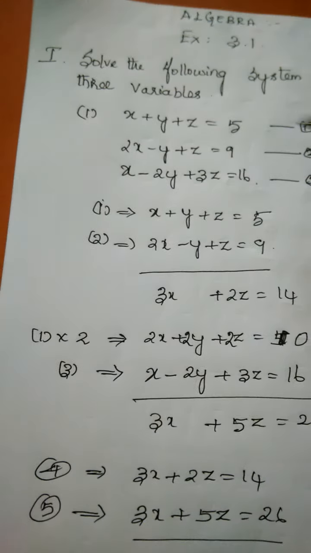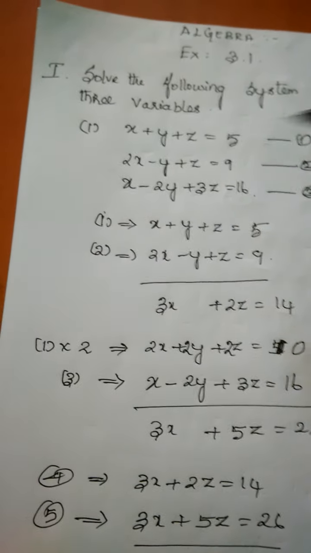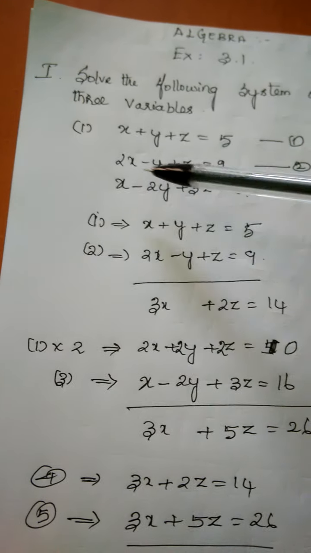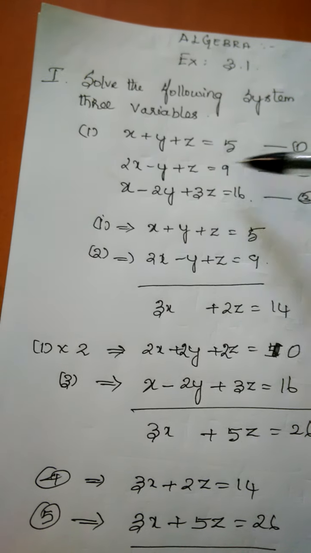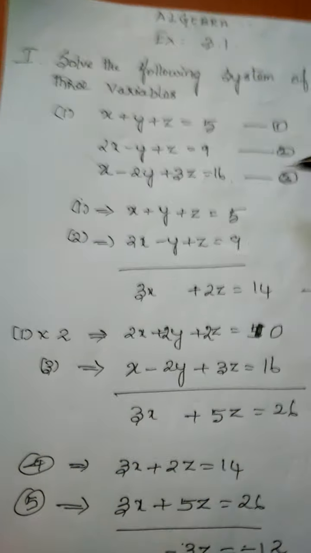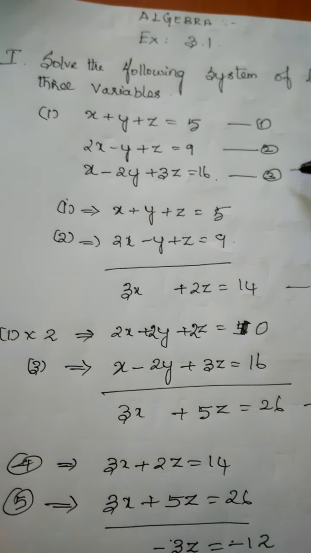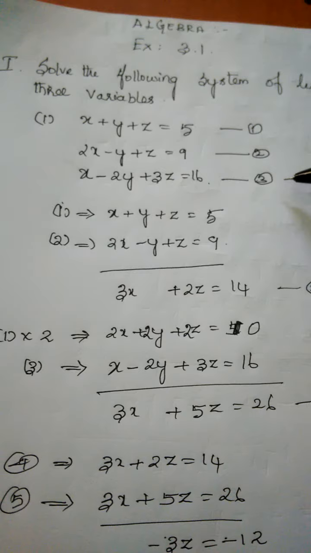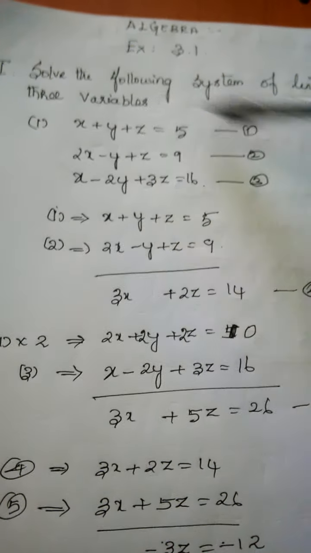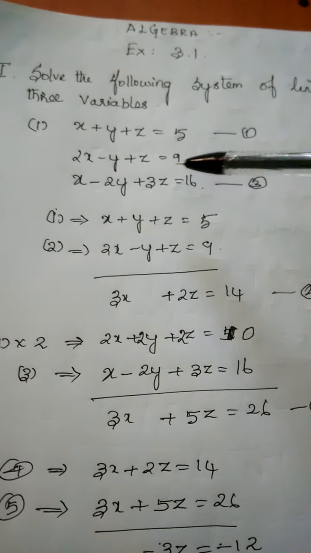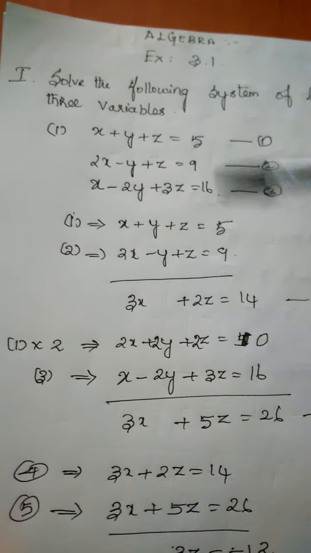Okay, let us consider x plus y plus z equal to 5, equation number 1. Then 2x minus y plus z equal to 9. This is equation number 2. Then the third one, x minus 2y plus 3z equal to 16. This is the third equation. Okay, see, using these, from that we have to find out the values of x, y, z.